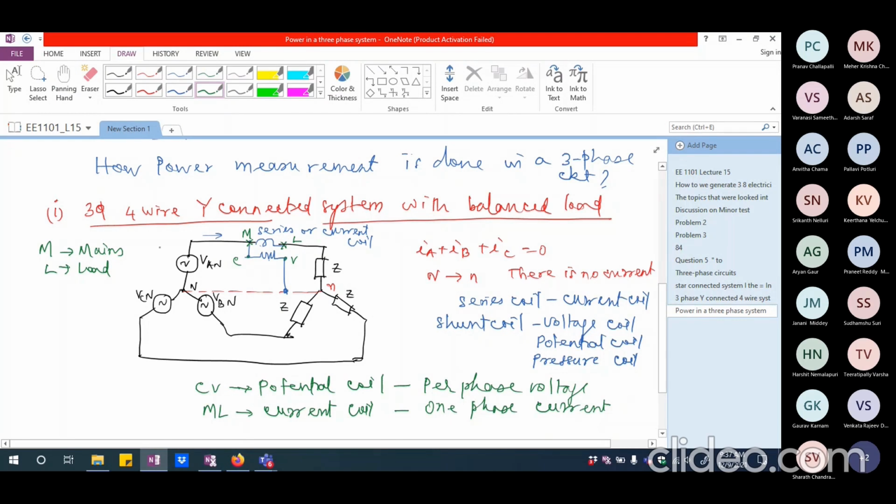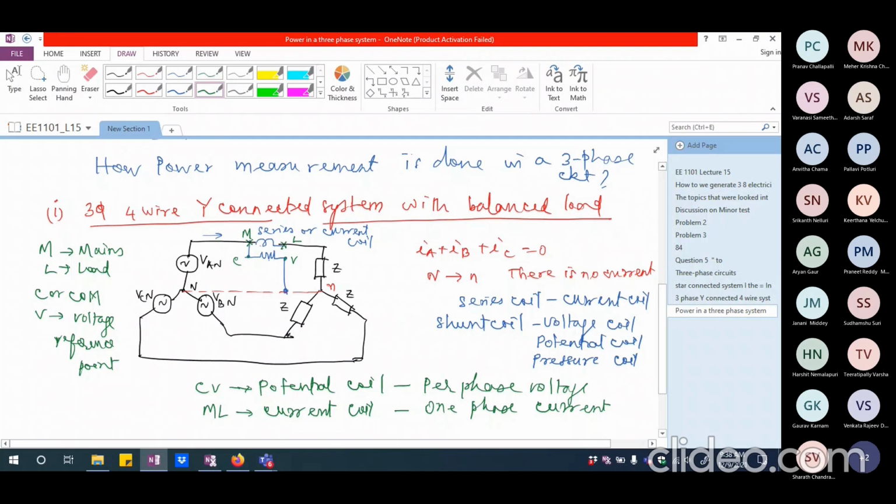So I am going to have M and L as the terminals of the current coil, and C, or sometimes we will call it the common terminal, which is the common terminal between the current coil and the voltage coil. So this is the common terminal, generally called COM. So C and V, this is the voltage which is actually connected to the reference point. So this will be the voltage reference point, and common will be the common point between the current coil and the voltage coil.